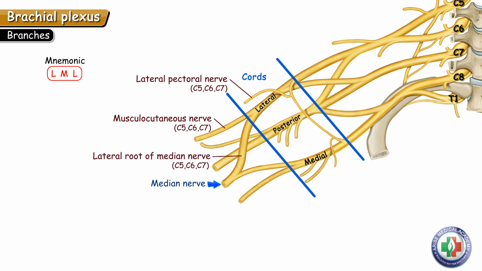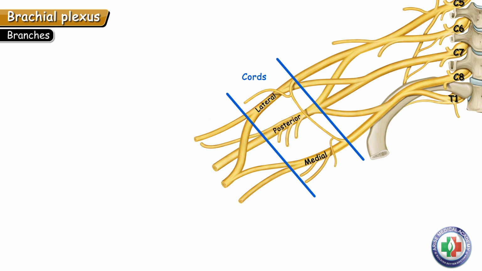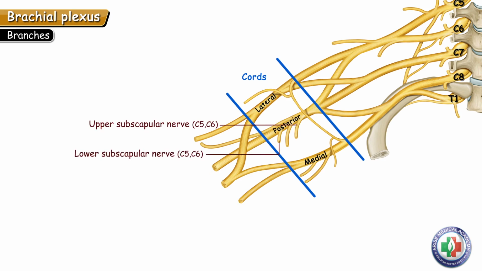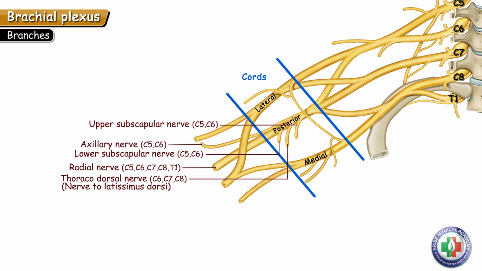L stands for lateral pectoral nerve, M for musculocutaneous nerve, and the other L is the lateral root of median nerve. The branches from the posterior cord of brachial plexus are upper subscapular nerve, lower subscapular nerve, thoracodorsal nerve, also called as nerve to latissimus dorsi, radial nerve, and axillary nerve.